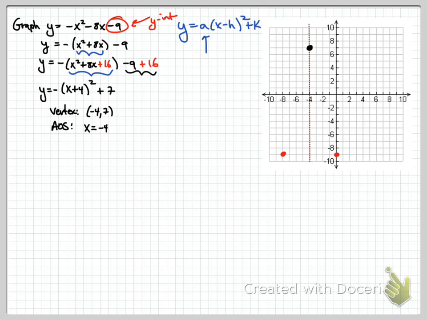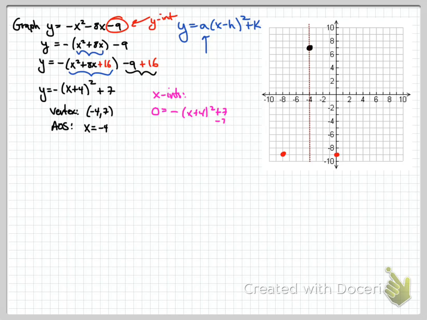I'm always interested in knowing the x-intercepts. That's a really important thing for us. So let's go ahead and find them. I'm going to do this in hot pink. And we're going to use this equation right here. I'm just going to set my y-coordinate equal to 0, and we'll solve for what x values make that statement true. Alright, here we go.